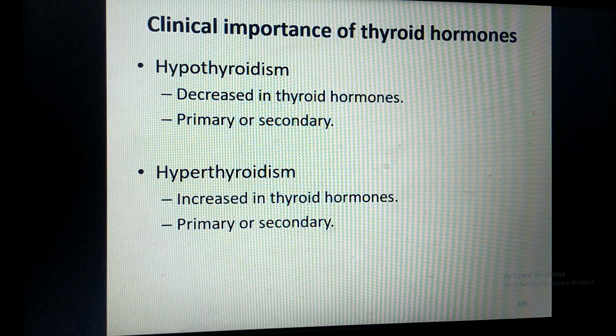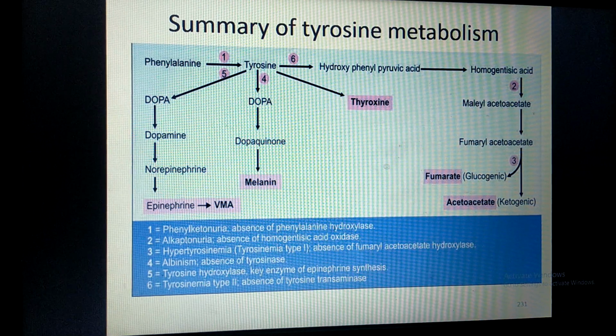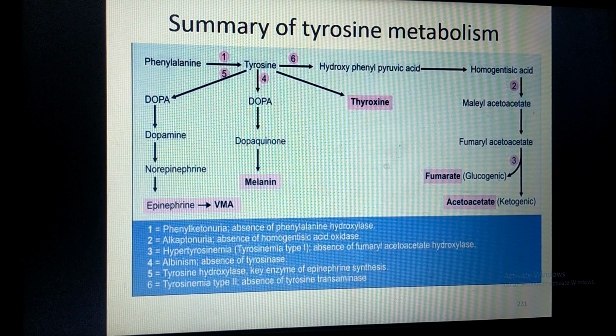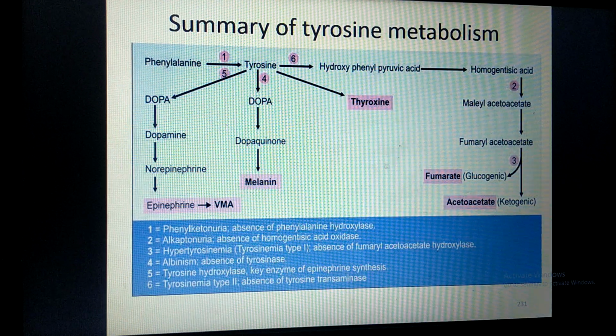So in both primary hypothyroidism and primary hyperthyroidism, the thyroid gland is defective, whereas in secondary hypothyroidism and secondary hyperthyroidism, either the pituitary or hypothalamus is defective. So this is the summary of tyrosine metabolism. Thank you very much.